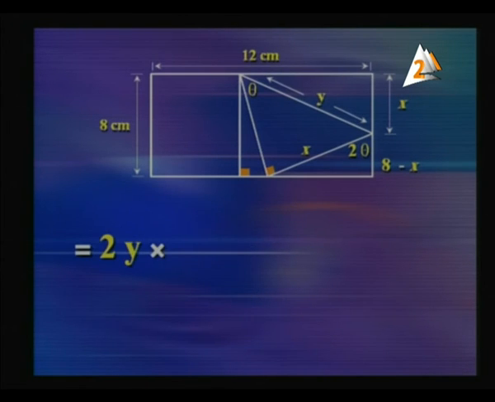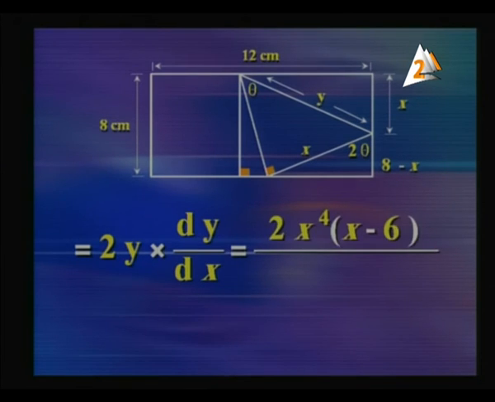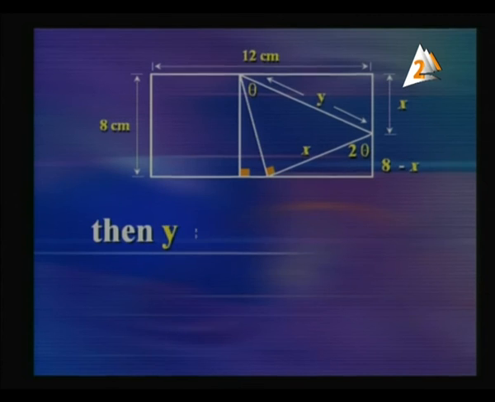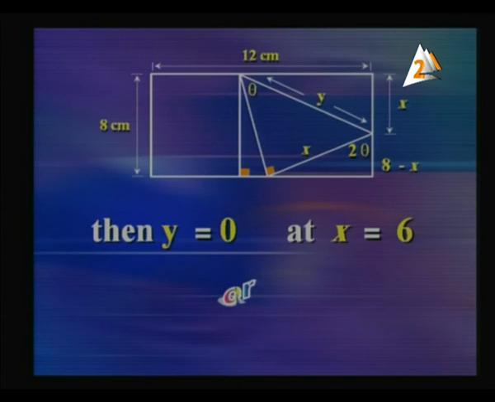minus 4. Differentiation: 2y dy by dx equals 2x to the power 4 multiplied by x minus 6 inside the bracket, over x minus 4 all squared. At y equals 0, at x equals 6, then y equals 0. Or x equals 0, then y equals 0.